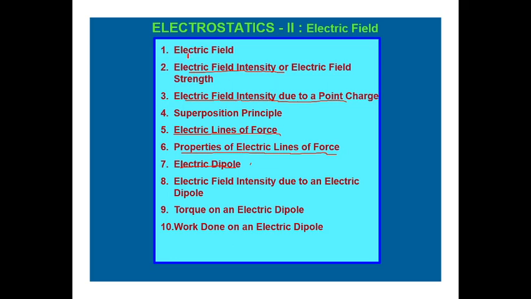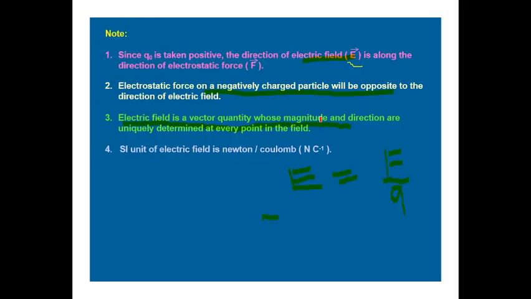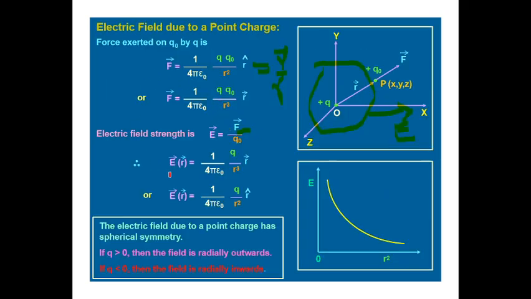These topics: what is the electric field? Then electric field due to the point charge. The electric field due to the point charge E is equal to 1 divided by 4 pi epsilon naught, q divided by r squared. It is inversely proportional to the square of the distance.